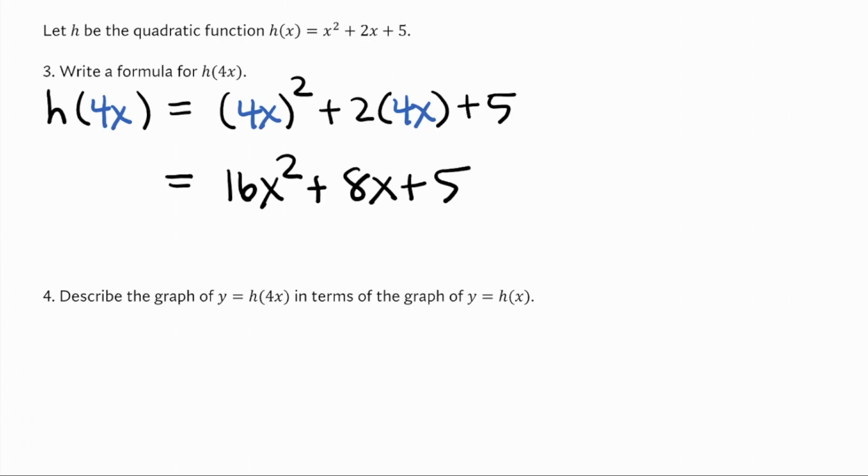If we were to describe the graph of y equals h of 4x in terms of the graph of y equals h of x, multiplication is a stretch or a compression. On the inside, it is going to be a horizontal stretch. And since we're multiplying by 4, it works the opposite of the way we expect. It's going to be a compression by a factor of 1/4.